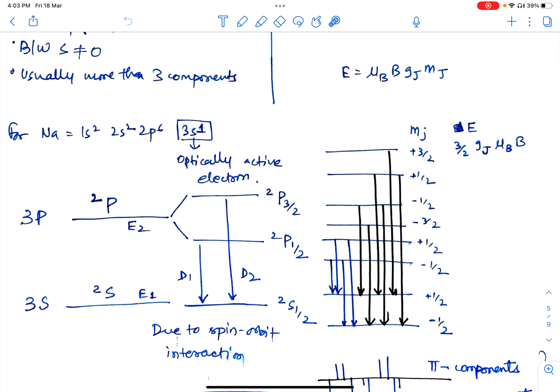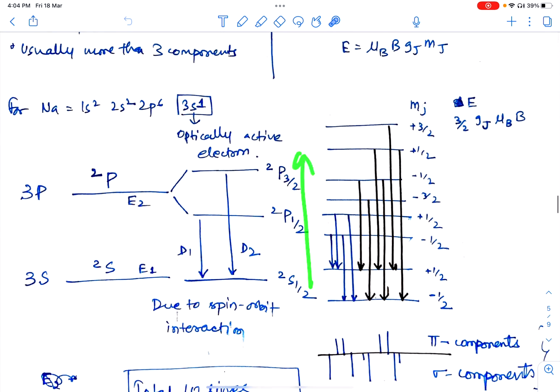Now let us see about the sodium atom. We have already seen the D1 and D2 lines. When the D1 and D2 lines are placed in an external magnetic field, then they split into different components. Let us see. This is our spin orbit coupling. Spin orbit coupling, not LS coupling, because it is a single electron hydrogen-like atom.